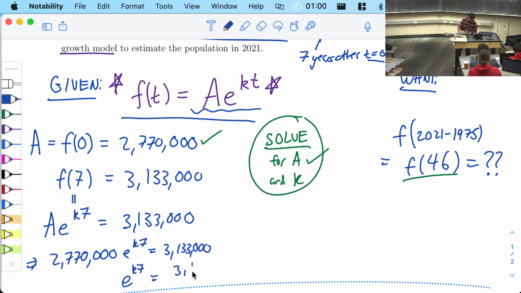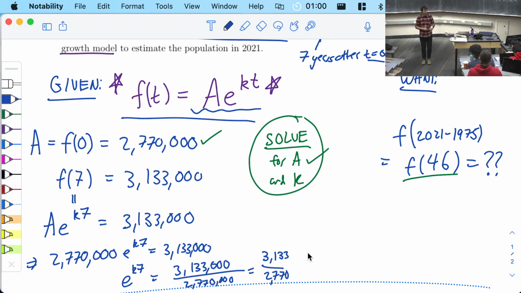So it's going to be 3,133,000 divided by 2,770,000. I have these two things in a fraction. Why don't I cancel 1,000 from the top and the bottom so I don't need to write as many numbers? So why don't I do 3,133 divided by 2,770. Then there's less to write. It's the exact same fraction. So that's e to the 7 times k is equal to that. What is k?